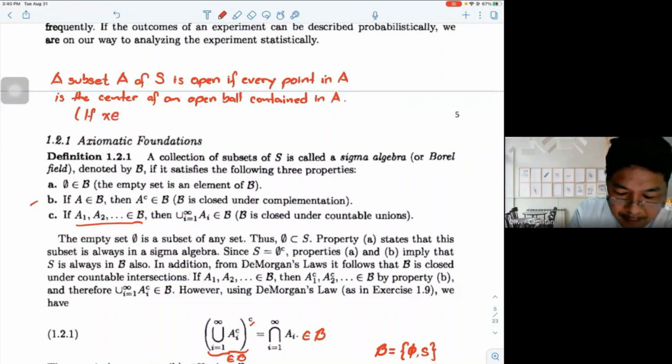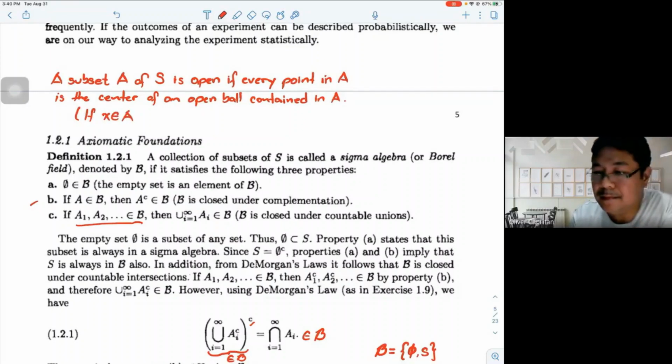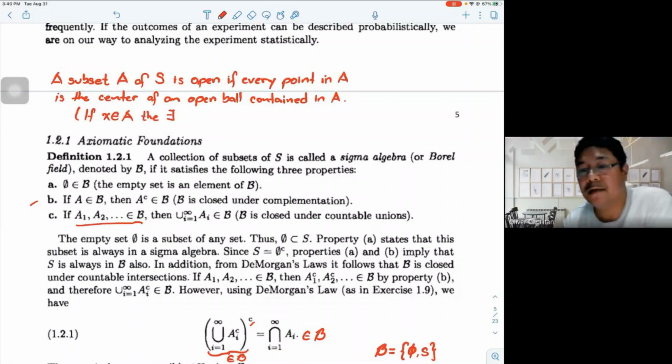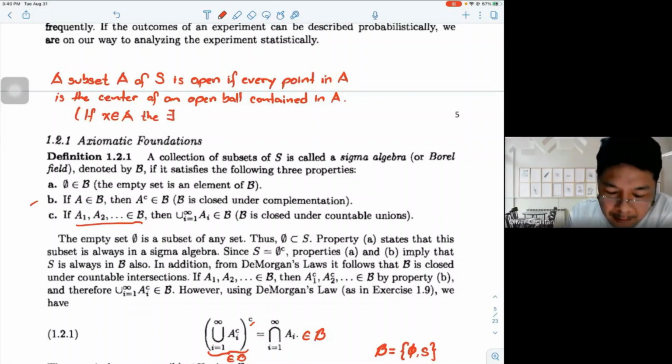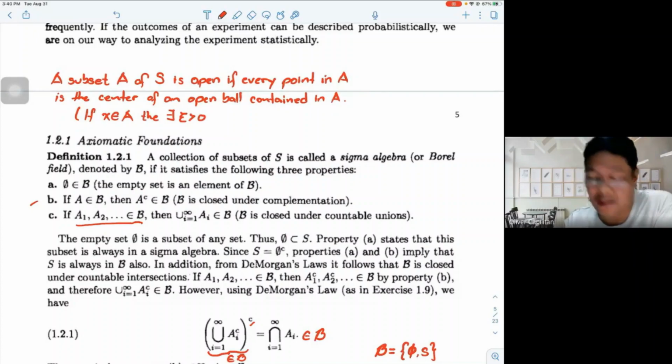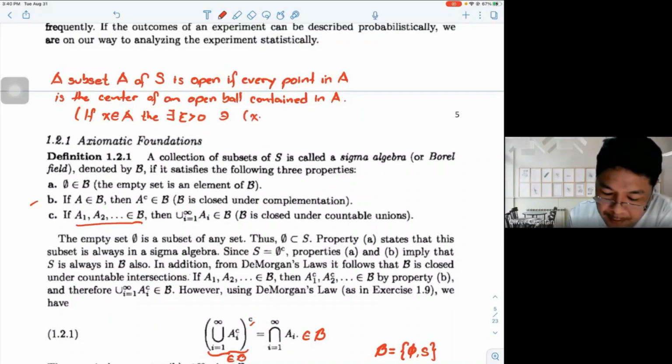Or we may write it in this manner: if x is an element of A, then there exists a positive epsilon, however small, such that this interval, x minus epsilon to x plus epsilon, is an element of A.